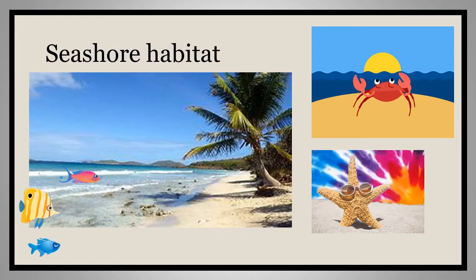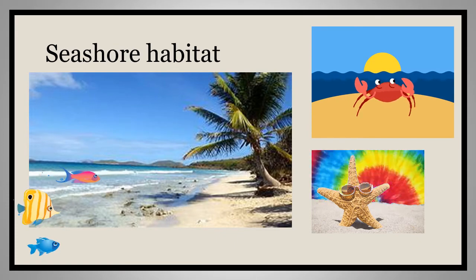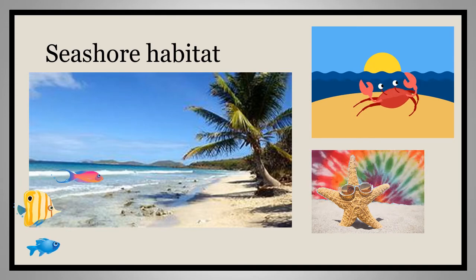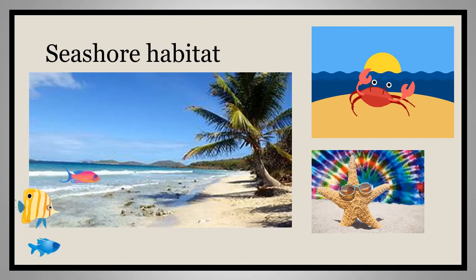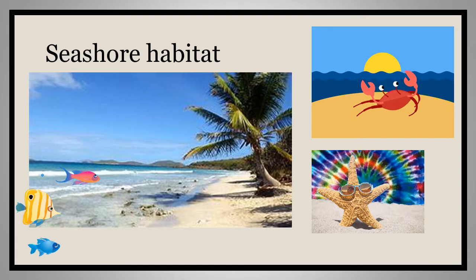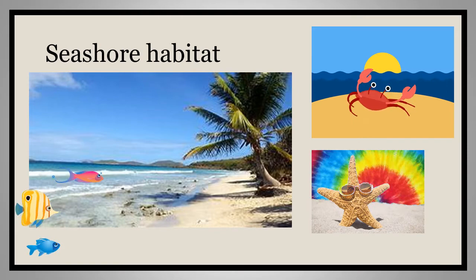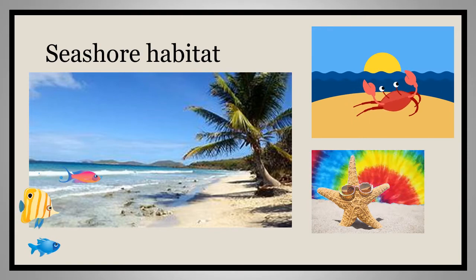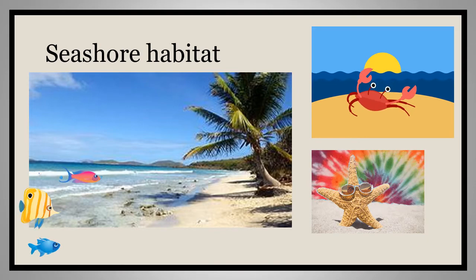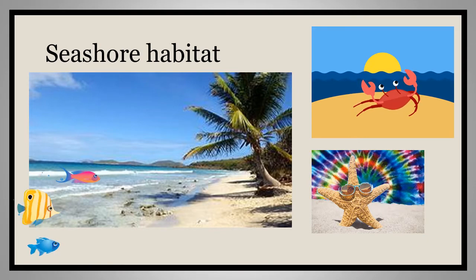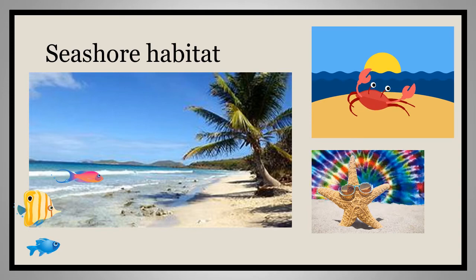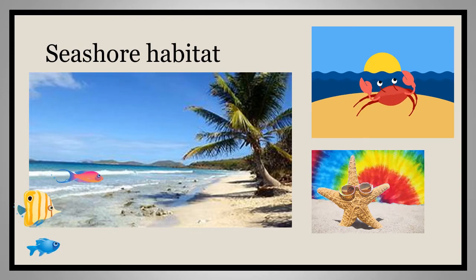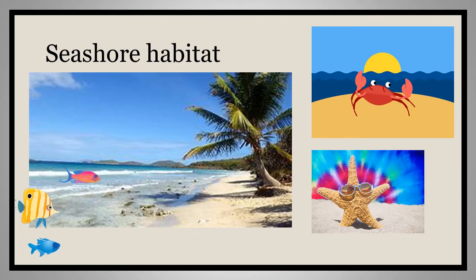Seashore habitats. This is a very interesting one. Many animals at the seashore can be found among the rocks, in the sand or underwater. The waves bring in food for some of the animals. Other animals such as the seagull go to the seashore to get their food. This habitat can be dry or submerged in water at different times.